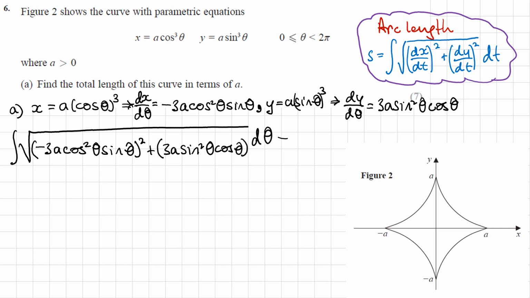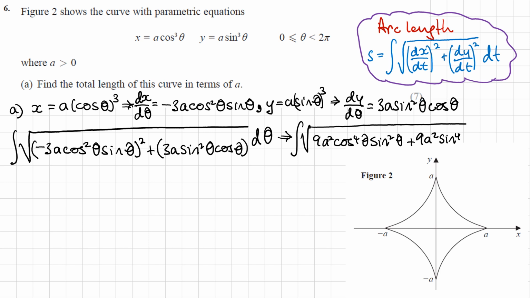Now what can we do with this? So we can square both of the brackets. So we'll have the square root of 9a squared cos to the power 4 sine squared theta plus 9a squared sine to the power 4 theta cos squared theta, with the d theta at the end.